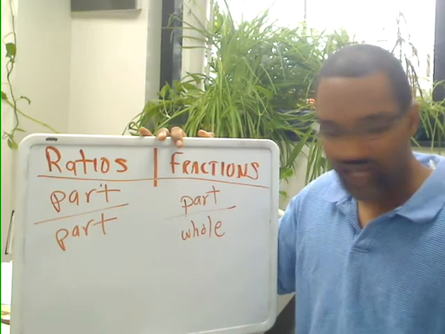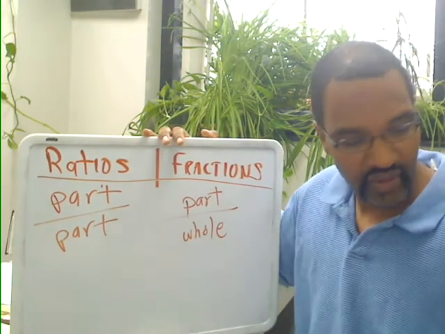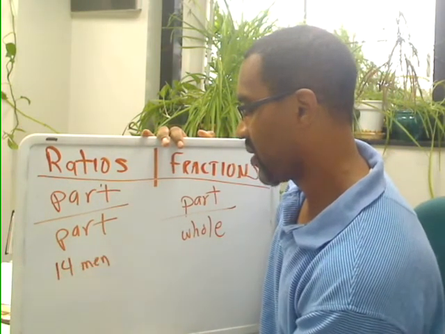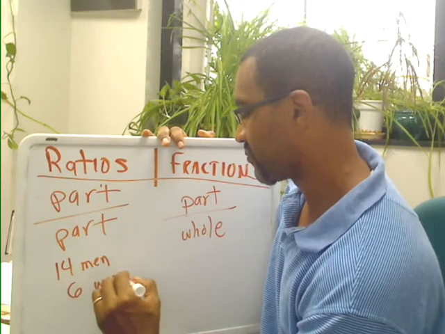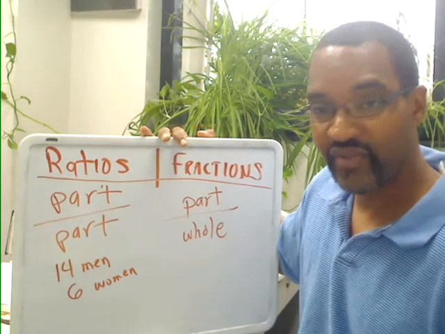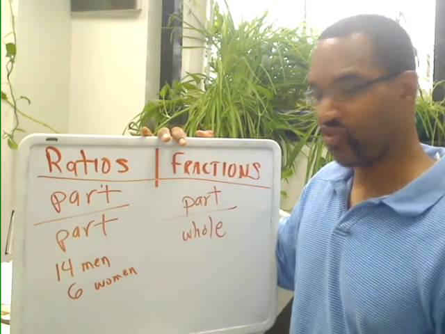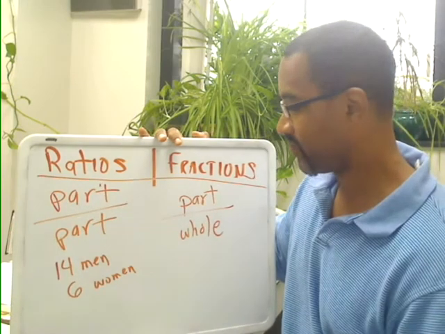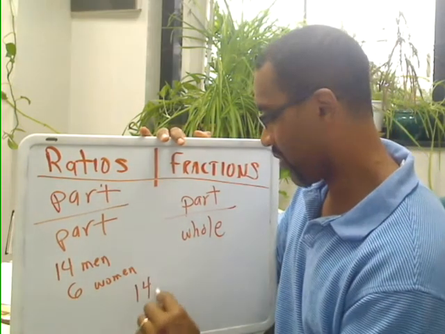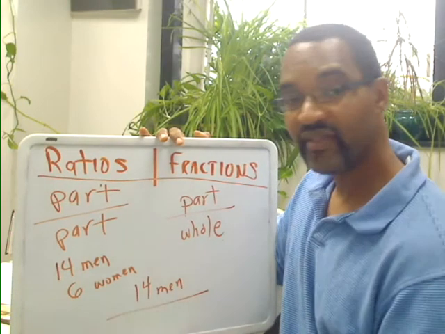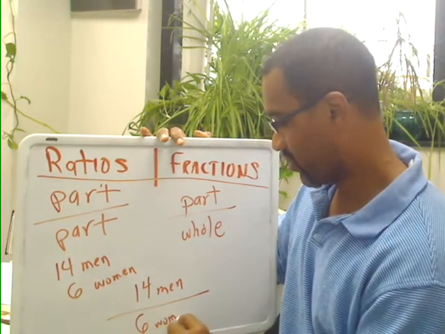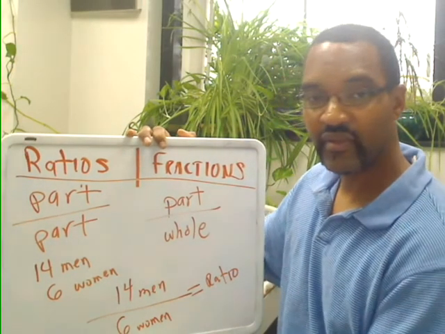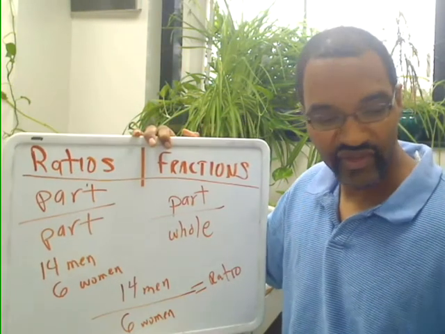And let's give you an example of these two differences. Let's say you have a classroom and you have 14 men and 6 women. A ratio will ask you this: please write a ratio of men to women in the class. So what you would do is this: first number, numerator, second number, denominator. So here's your ratio: 14 men, 6 women. That's a ratio.